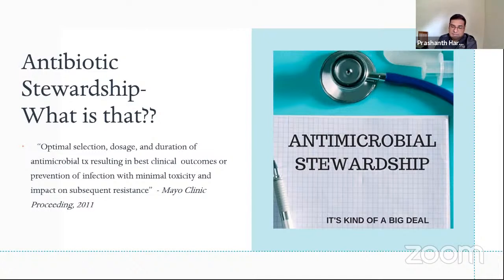That provides the best clinical outcome, both in terms of containment of infection and in reducing the unwanted side effects of the antibiotic itself, by producing minimal toxicity, and also keeping the impact leading to resistance as low as possible.